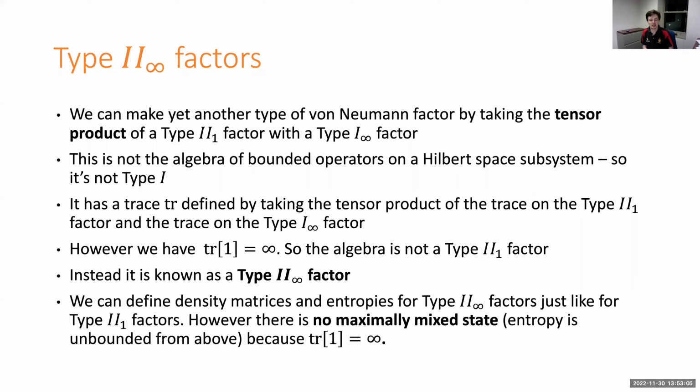Another thing about density matrices on type 2 infinity factors is that for the type 2 factor, there was a canonical normalization of the trace, where the trace of the identity was 1. For the type 2 infinity factor, there's no obvious normalization to use. It's arbitrary. And that means the entropies are arbitrary up to a constant state-independent shift. There's no natural way to fix the normalization of the trace, and hence this shift in the entropies.